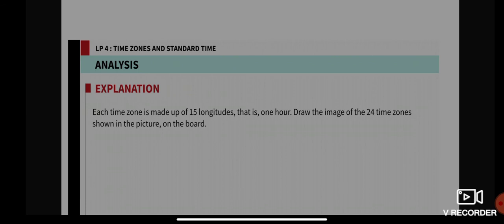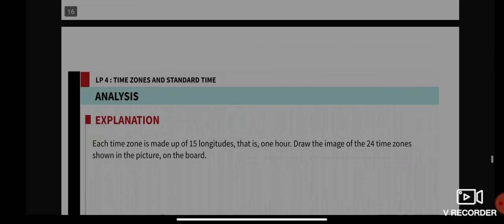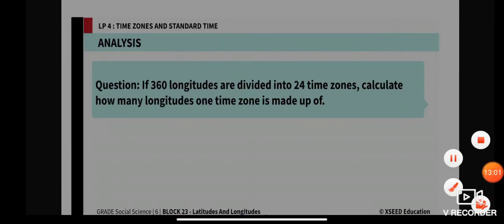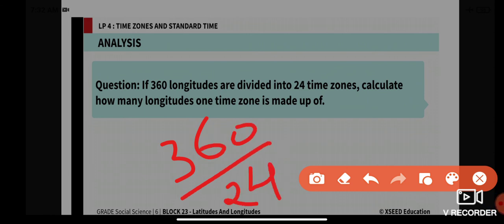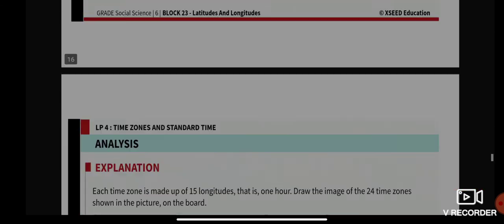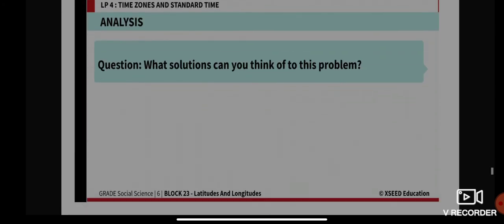You can see the image of the 24 time zones shown in the picture on the board. So if you divide 360 by 24, I hope you all know the division method, you'll get 15 as your answer. Am I clear? So what solution can you think of to this problem, of different places having different time zones?